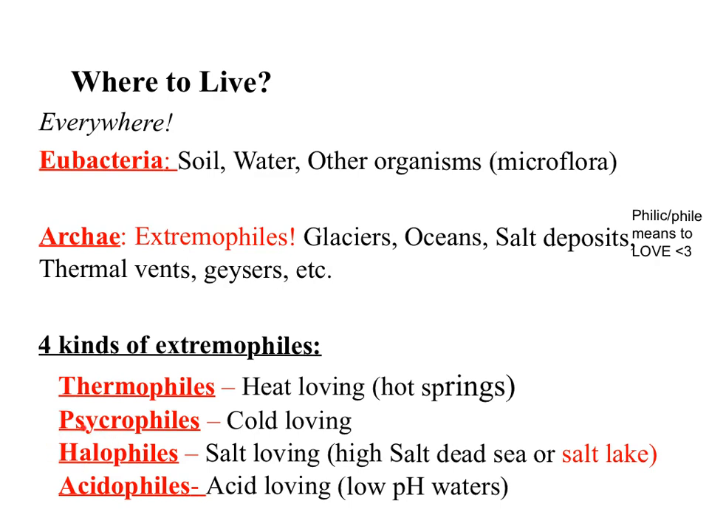There are also halophiles. Halo means salt, so they're salt-loving. So you would find them in the high salt areas like the Dead Sea or a salty lake. And we also have acidophiles, so acid-loving bacteria, which like to live in low pH waters. So eubacteria are everywhere. Archaea are our extremophiles in weird and wonderful habitats.